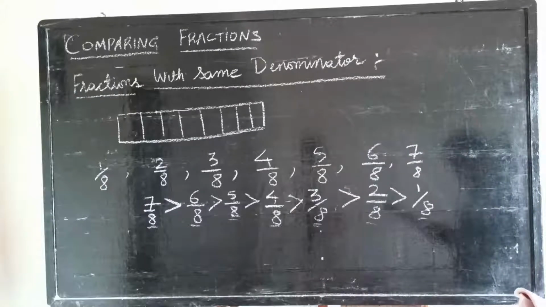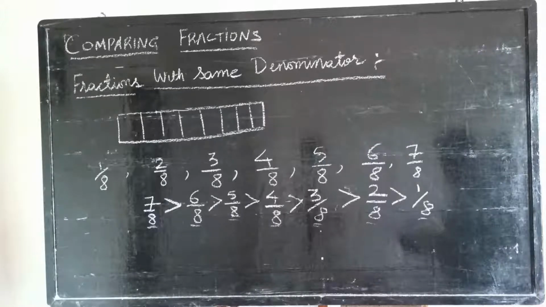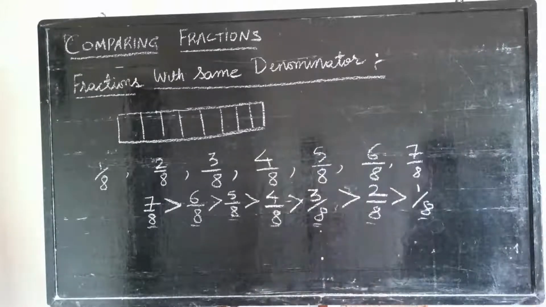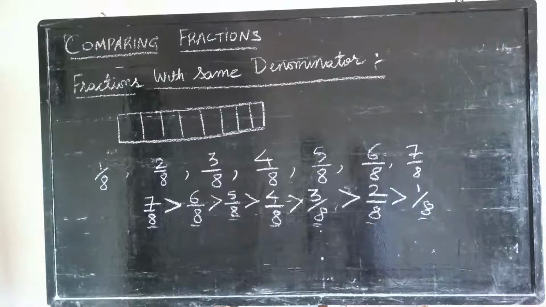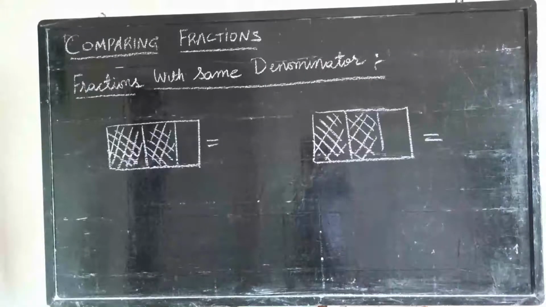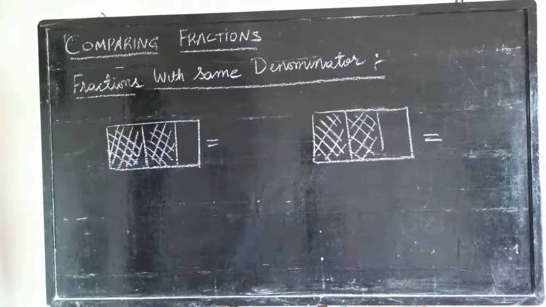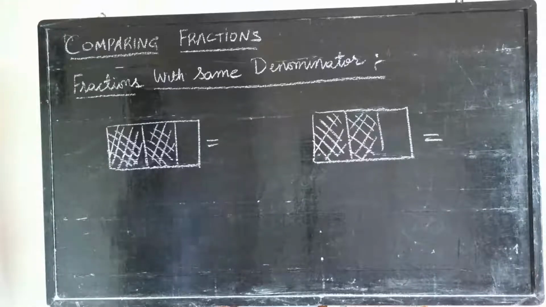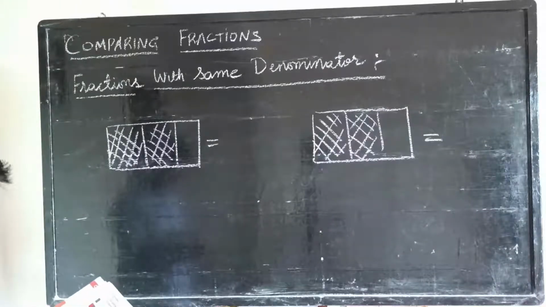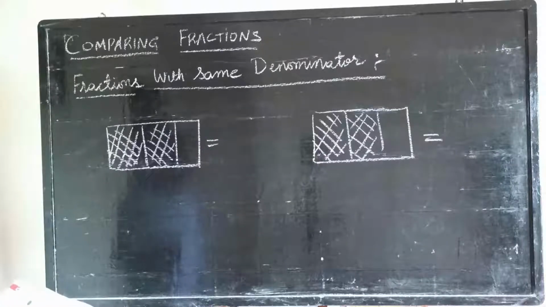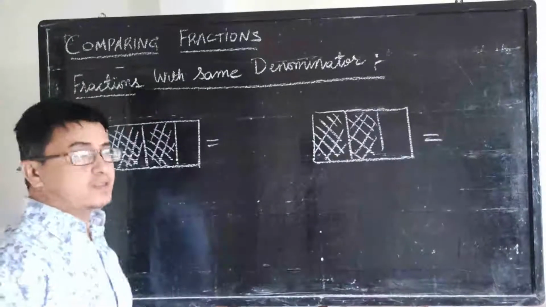If the numerator and denominator are the same, then the fractions are equal. Now we come to equal fractions. If the numerator and denominator are the same, the fractions are equal.